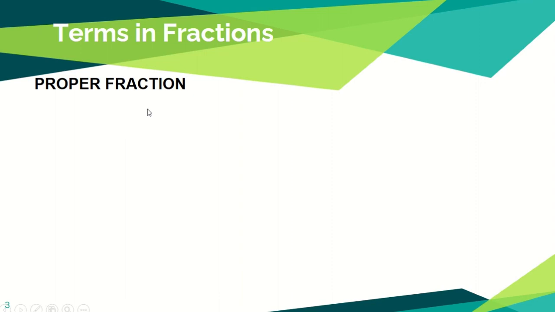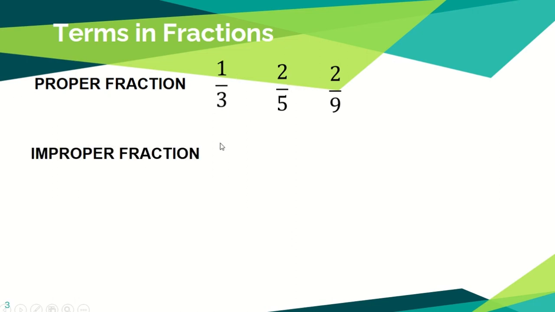First, we have proper fraction. Sample niyan, 1/3, 2/5, 2/9. If you will notice, mas mataas ang denominator kesa sa numerator. Kaya ang tawag dyan, proper fraction. Improper fraction, 6/5, 7/3, 9/4. Mas mataas naman ang numerator dito pag improper.